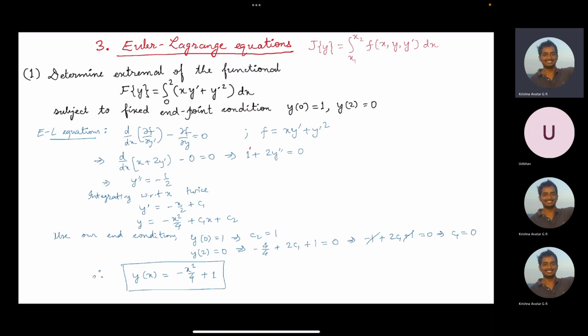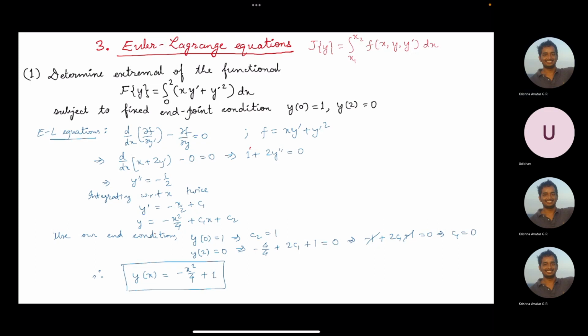Using the second end condition, which is y of 2 is 0, we have minus 4 by 4 plus 2 c1 plus c2 is equal to 0, with c2 equal to 1. So we have minus 1 plus 2 c1 plus 1 is equal to 0. This implies that 2 c1 is equal to 0, and thereby c1 is equal to 0. Therefore, y of x is equal to minus x squared by 4 plus 1.